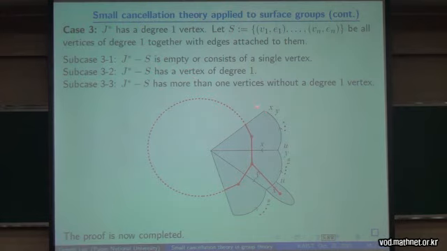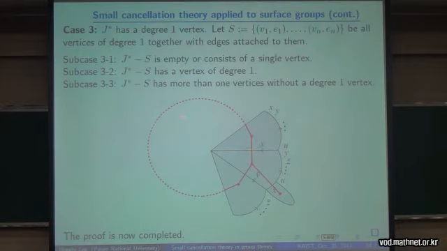And the final case, J star minus S has more than 1 vertex without a degree 1 vertex. So while J star minus S has no degree 1 vertex, in this case, we may apply the previous inequality to this J star minus S. Then we have 3 consecutive vertices of degree 2 in J star minus S, like this. Then from this, recover a J, like this. Then in order to obtain a contradiction, we can think of this possibility. Well, there might be a vertex of degree 1 like this, because this is a J star minus S.